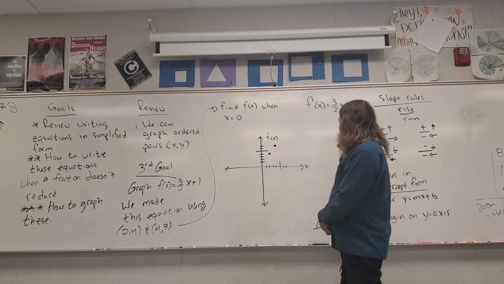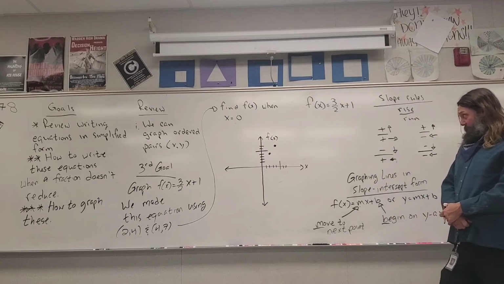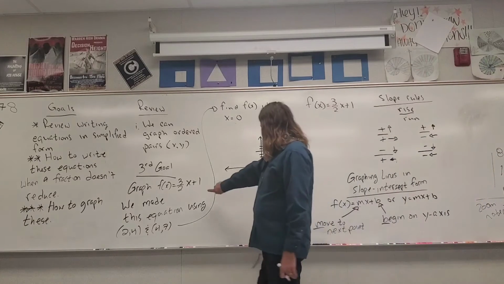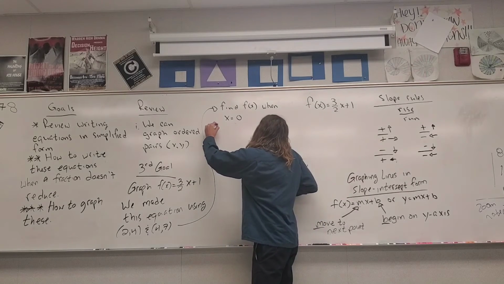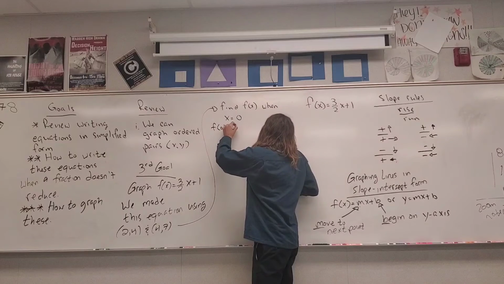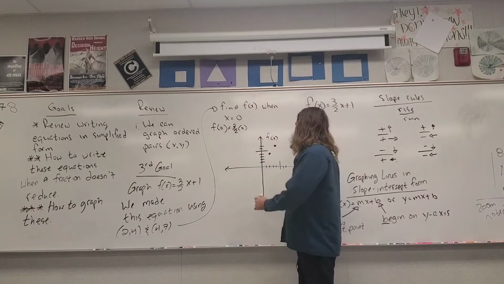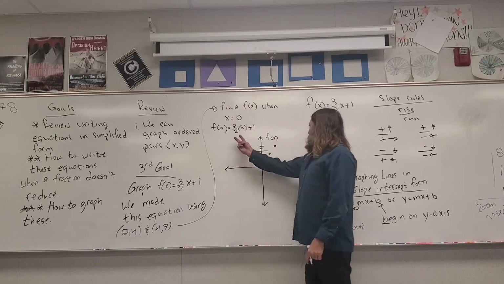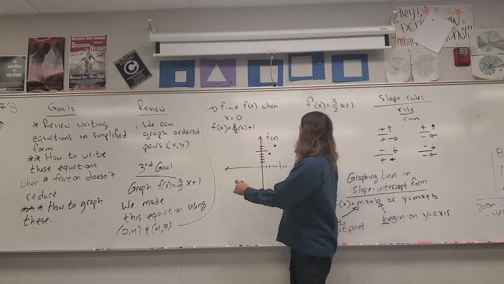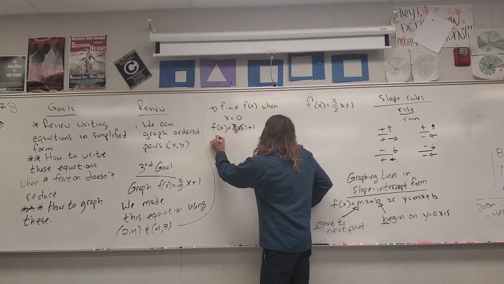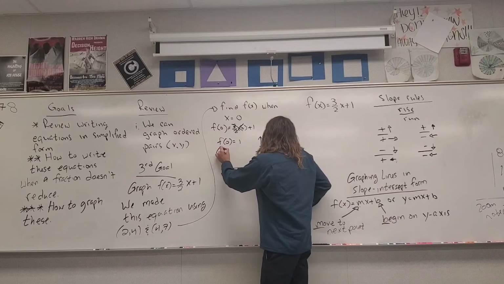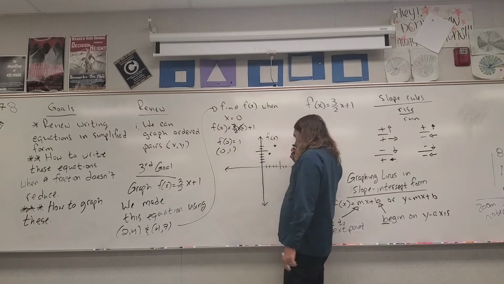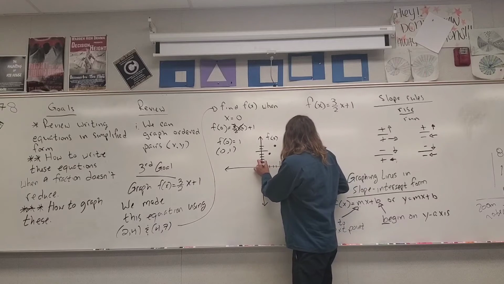All right, and I want to find the value of f of x when x equals 0. So I'm going to plug in 0 for my x's in this equation, and I get f of 0 equals 3 over 2 times 0 plus 1. Well, guess what? Any number times 0 goes away. So I can cross that out, and when I plug in 0, f of 0 is equal to 1, which is an ordered pair. My x was 0, my y is 1. And I'm going to put that right there.